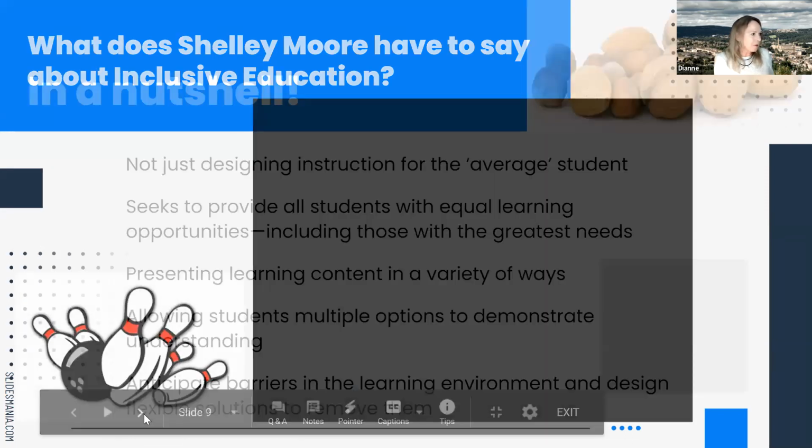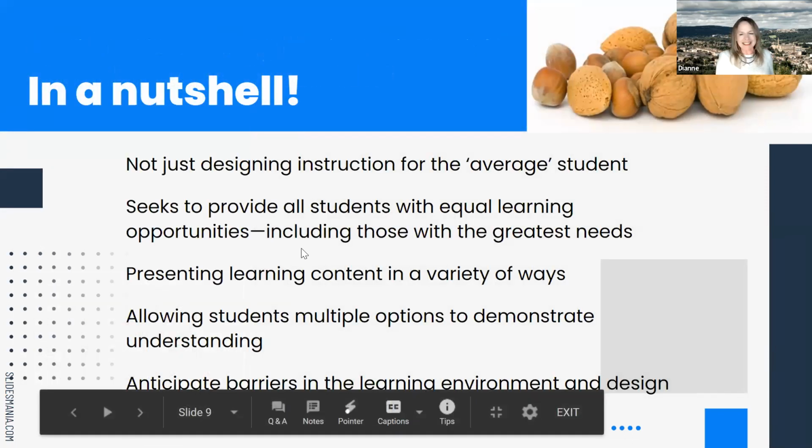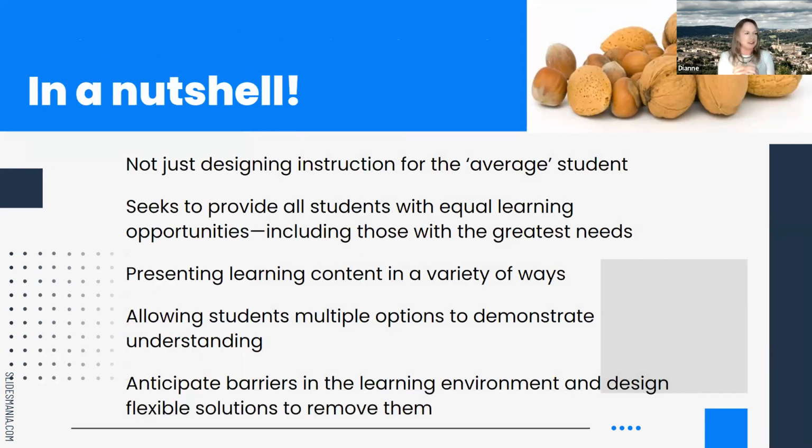So let's think about, what is it in a nutshell? It's not just designing instruction for that average student. We're seeking to provide all students with equal learning opportunities. Now, what does that mean for the learners that are in our classroom? What it means is that we're not segregating our students. We're not pulling our students out of the classroom. We're actually working with all learners.